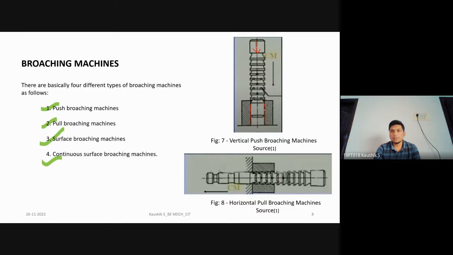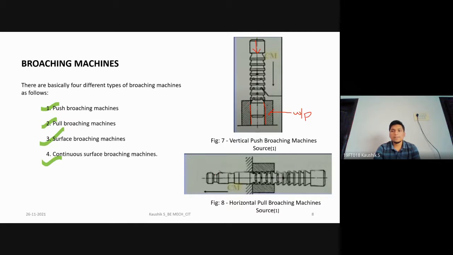During this process, the necessary thing to note is that the workpiece has to be held firmly. This hatched portion is the workpiece, and it has to be held very firmly because of the very high forces involved during the cutting operation.